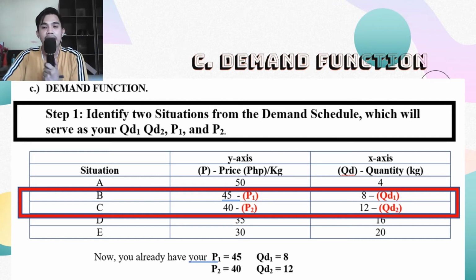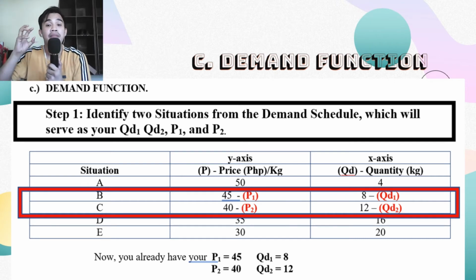So let's say this is your demand schedule. Ito yung kanina, yung pinakita ko sa inyo. And then you have now the freedom to choose at least two situations, but make sure na magkakasunod ang dalawang situation. So let's say the two situations that you have chosen are situation B and situation C, wherein in situation B, the price there is 45. And the price for situation C is 40.